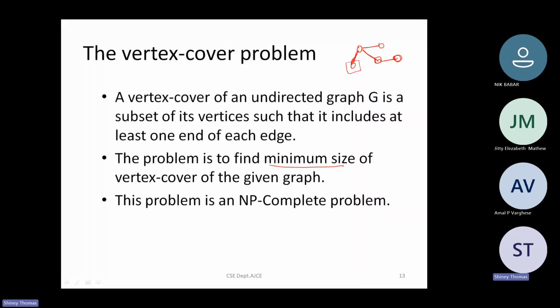Which are the edges incident on this? I'll give numbers, so you will understand it better. If I take the vertex 2, which are the edges that are incident on this? There is only one edge, that is 2, 1, right? Nothing else. So it covers only that. Is that a good solution? No. So I'll take another option. Say, for example, I take the vertex 1. Now, tell me how many edges are incident on this?